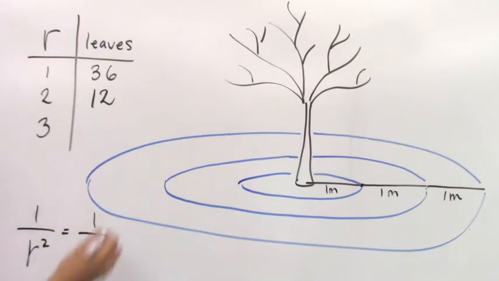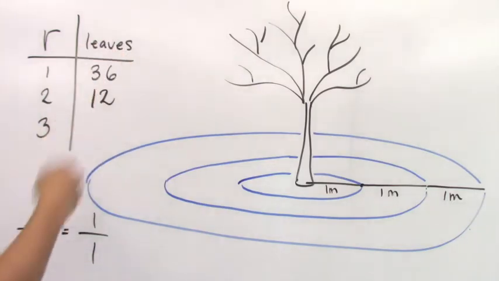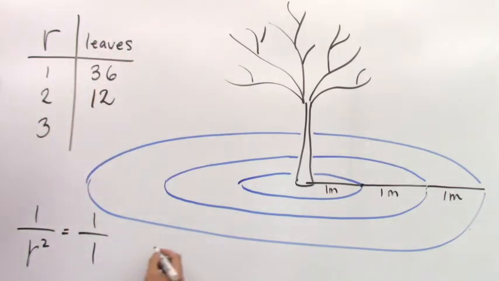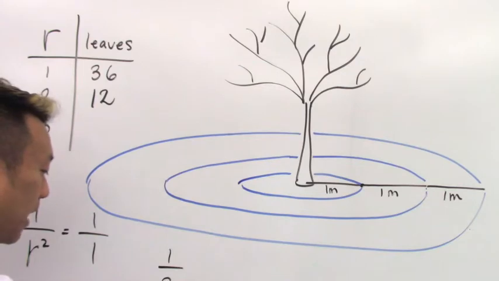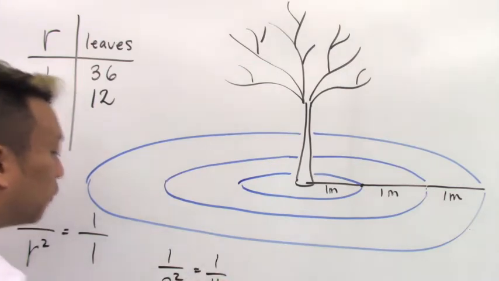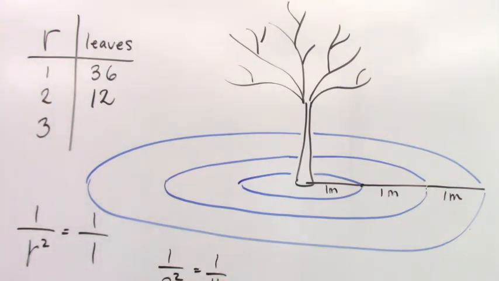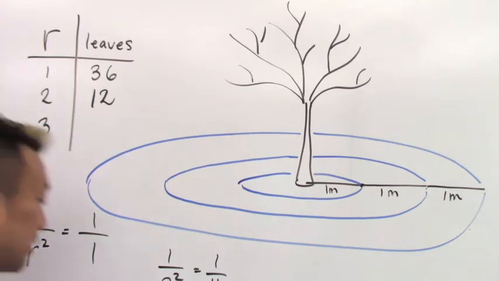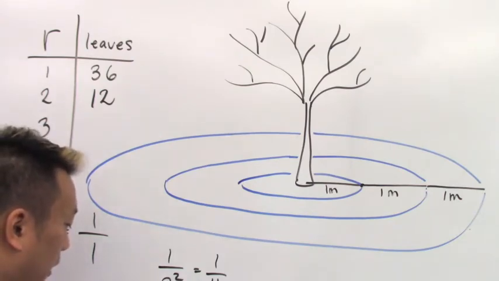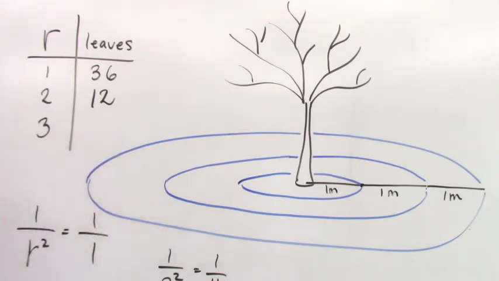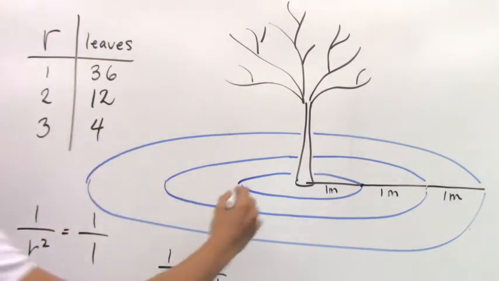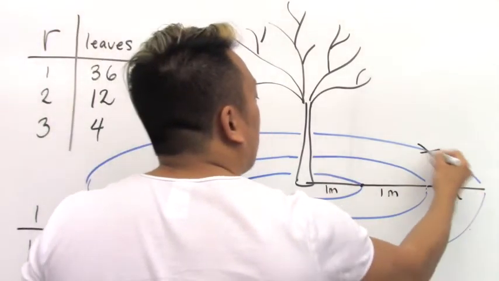1 over 1, that's 100% of the leaves, so it's 36 leaves, let's say. Next one, 1 over 2 squared is 4, 1/4. So a fourth of the leaves are found in that next area. So a fourth of 36 is 12. And then let's go further. 1 over 3 squared is 1/9. So 1/9 of 36 leaves is 4. So at a distance of 3, you only find 4 leaves.